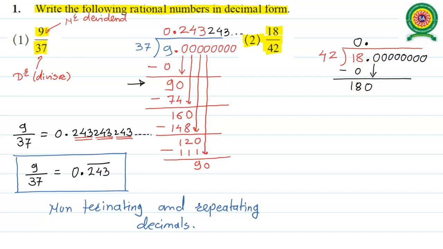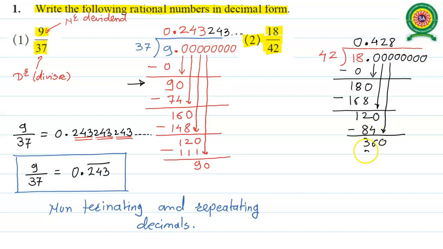Now 42 fours are 168. We are in division, so we do the subtraction. The remainder becomes 12. The next 0 comes down, it generates 120. So 42 twos are 84. The remainder becomes 36. The next 0 comes down, it generates 360. So 42 eights are 336.